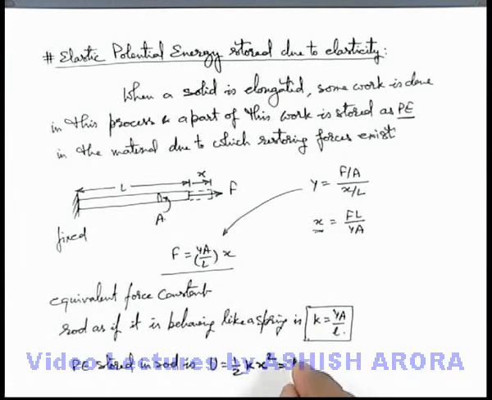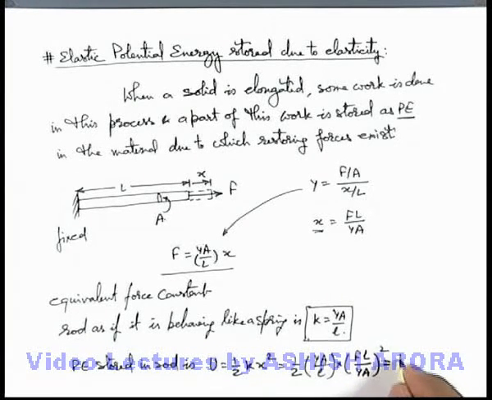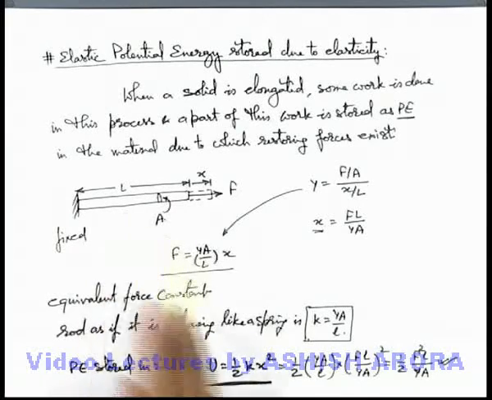So if we substitute the values, this will give us half K, which is YA by L, multiplied by X squared, where X is FL by YA, whole square. On simplifying this expression, this will give us half F square L by YA. This is the expression for potential energy stored in the material of the rod, and this we have calculated by its equivalent analogy with a spring. We can also calculate the energy density in the material of the rod, as the whole energy is stored within its volume only. Let's see that also.